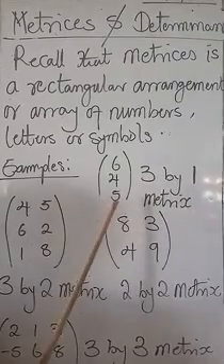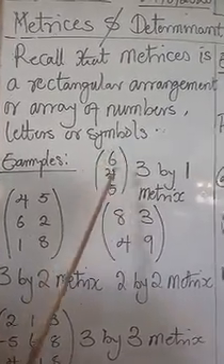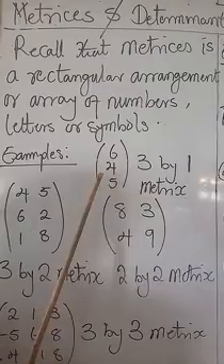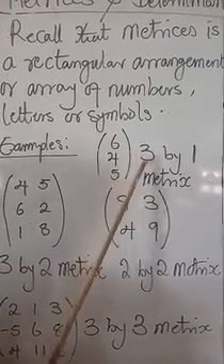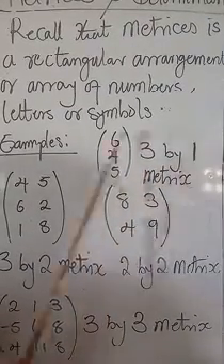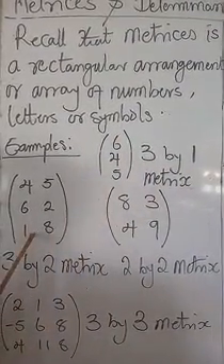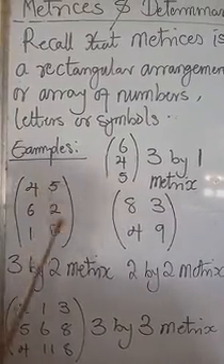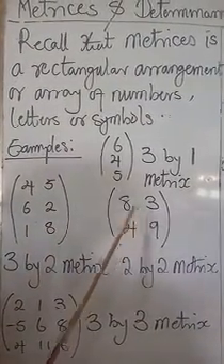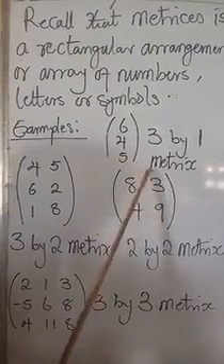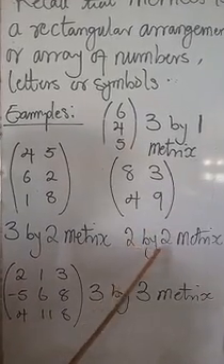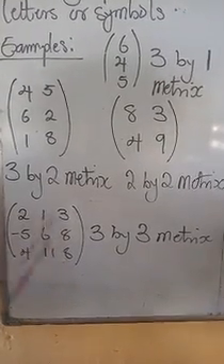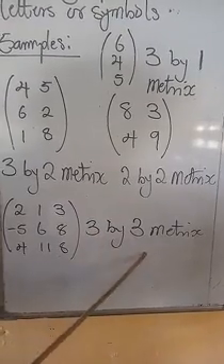But we are using numbers. You have this, called a 3 by 1 matrix. Why? We have row 1, row 2, and row 3. So that means it is 3 rows by 1 column. When you come to this one, you find out that you have 3 rows and 2 columns. Then when you come to this one, you have 2 rows and 2 columns. That is why you call it a 2 by 2 matrix. When you come to this one, you have 3 rows and 3 columns. That is why you call it a 3 by 3 matrix.